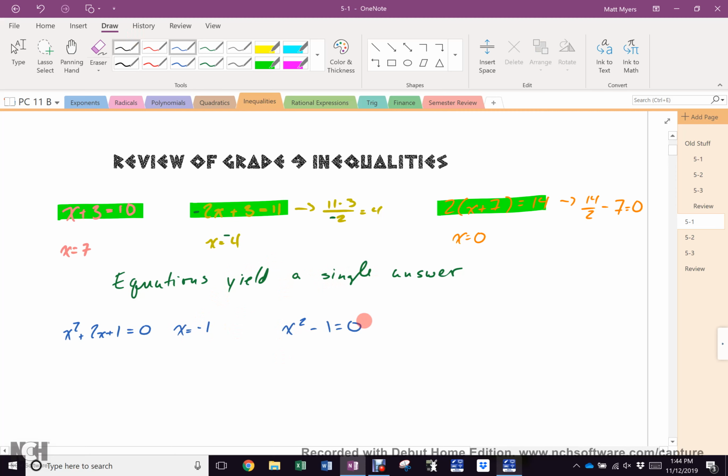How many answers does that equation have? Two, which are what? Everyone agree? Okay. So, yielding a single answer is a little dodgy. It can be misleading, yes? So, yield.